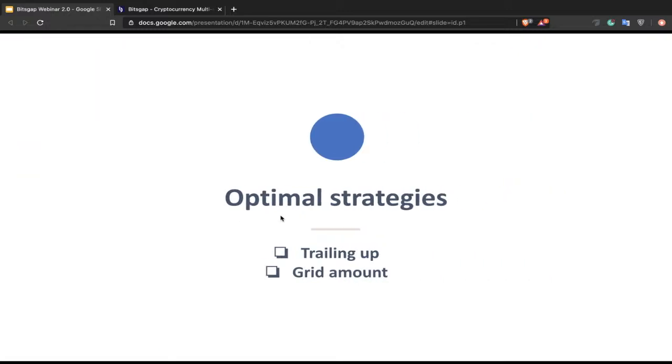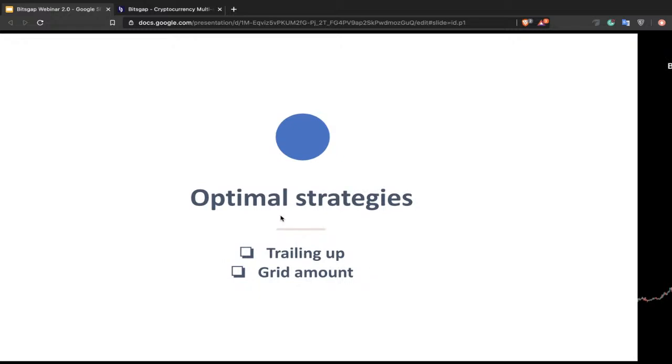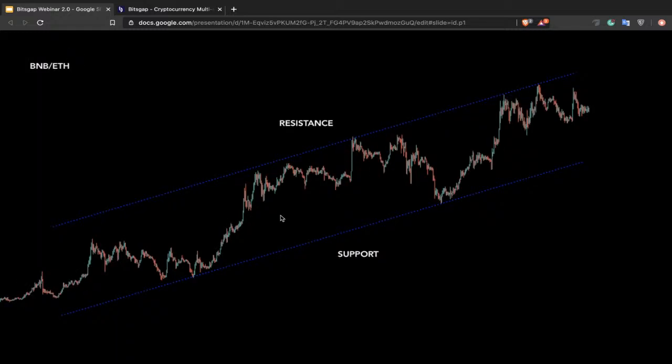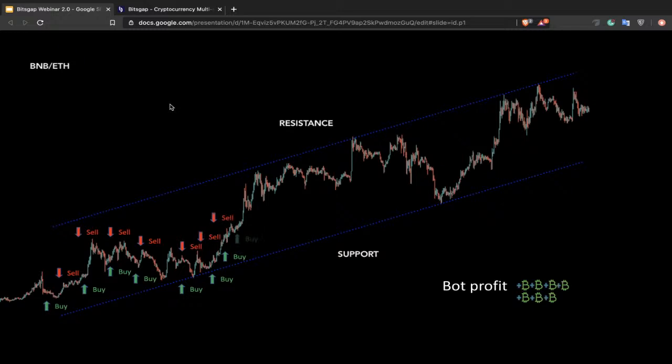Now it's time to discuss optimal strategies, and what are the features that we have developed and implemented to let you achieve highest returns on the sideways and on the uptrend markets, and how we secure your trades. So here's the example of an up market, that's BNB trading to Ethereum. So the bot is looking for low prices to buy and high prices to sell. So it buys low, sells high, buys low, sells high, as simple as that.